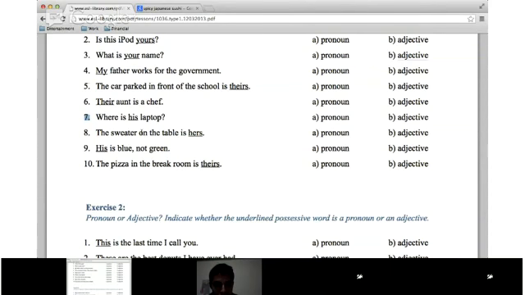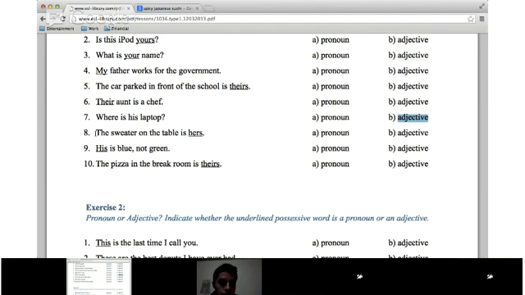It's a pronoun. Okay, where is his laptop? Yes, it is following a form of the verb to be, but we have a noun right after it. So his is actually modifying laptop, so it is actually an adjective. Good, very good.